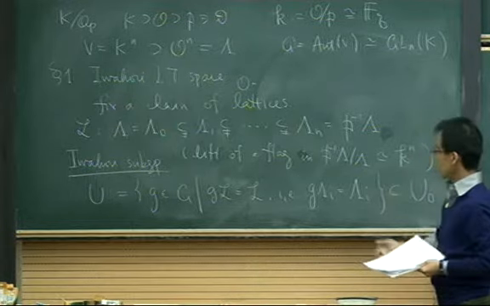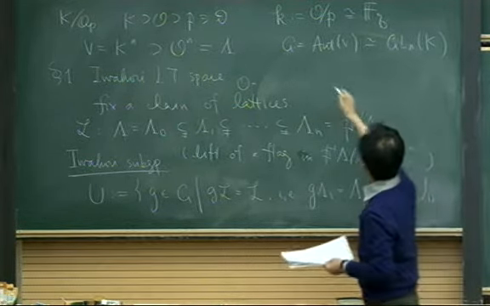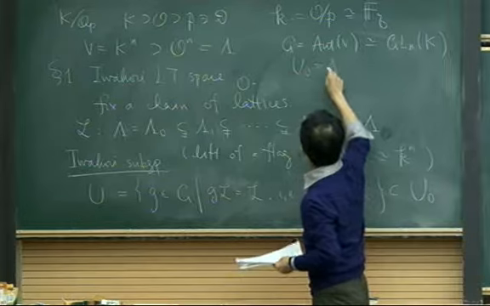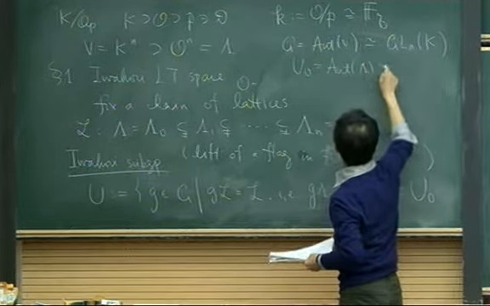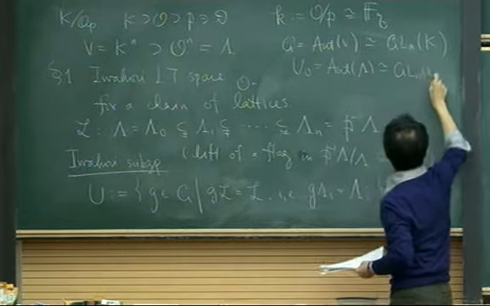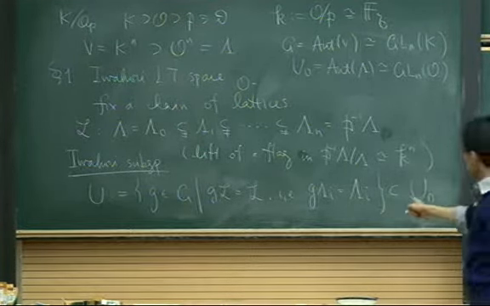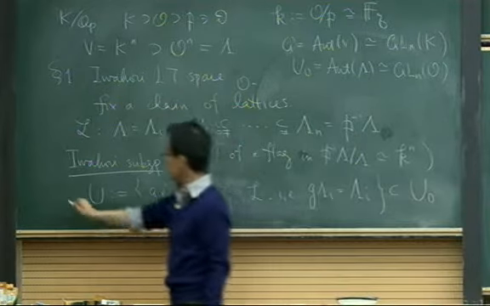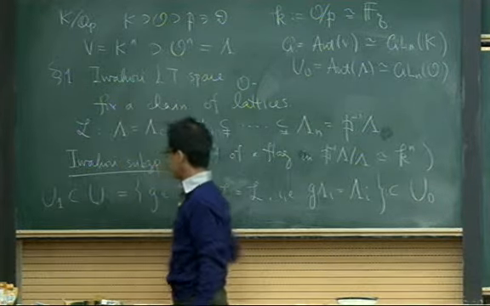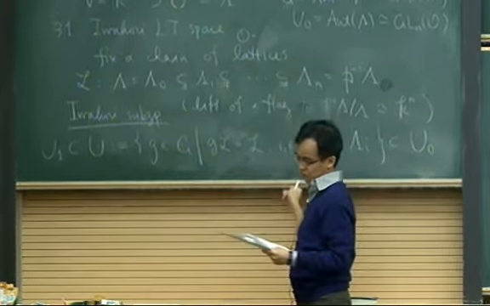Now, this is a subgroup of U0. U0 was the maximal compact subgroup. So this is not a normal subgroup. It's slightly smaller than U0, but it contains U1, the principal congruence subgroup.